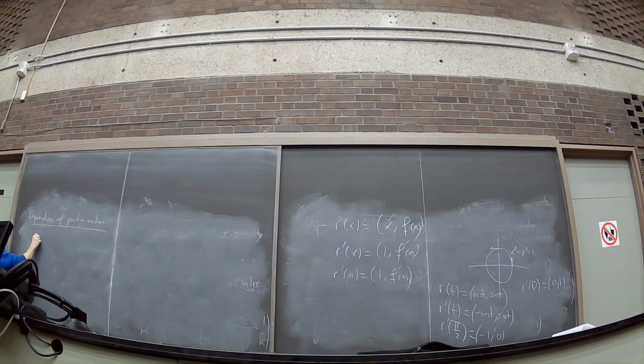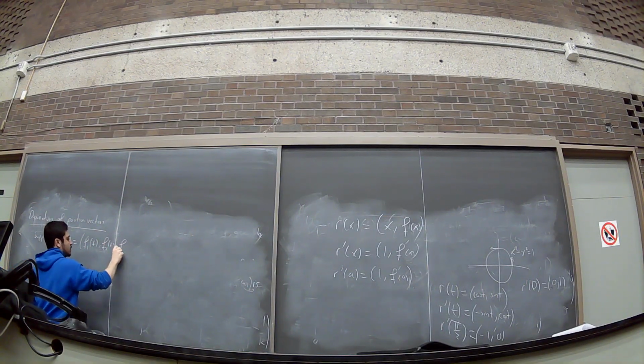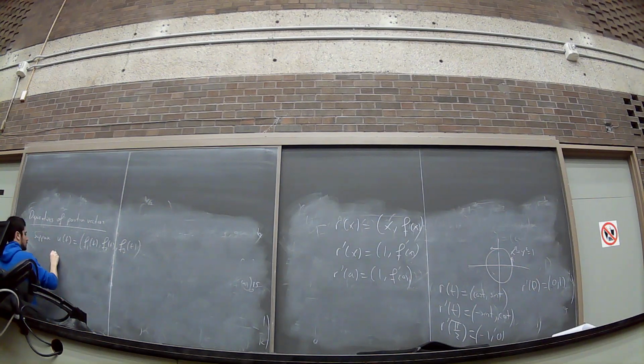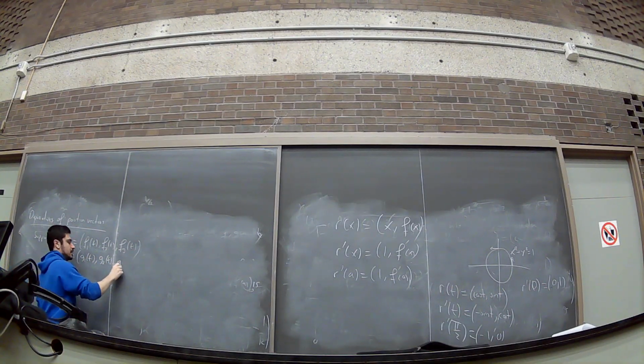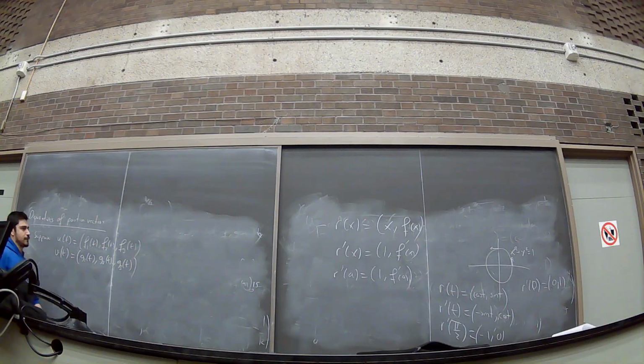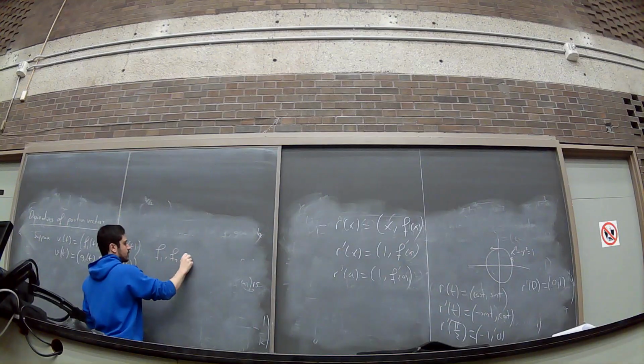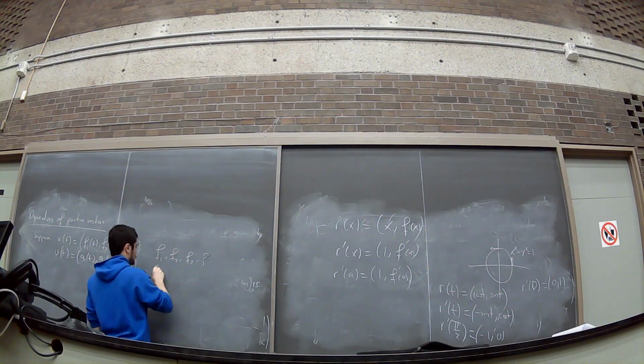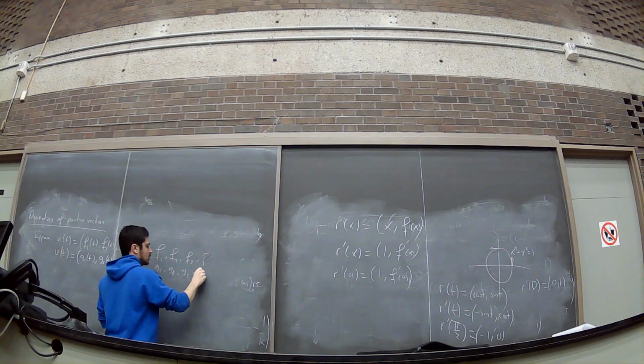Okay, so suppose u of t is (f1 of t, f2 of t, f3 of t) and v of t is (g1 of t, g2 of t, g3 of t), where f1, f2, f3, g1, g2, g3 are differentiable.